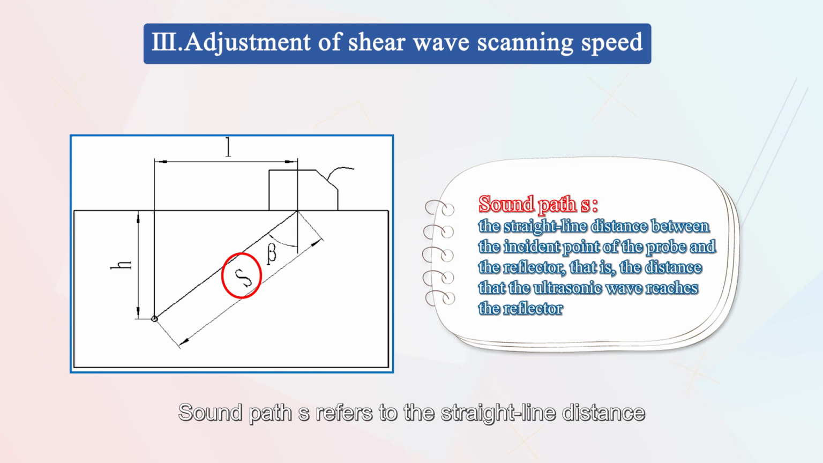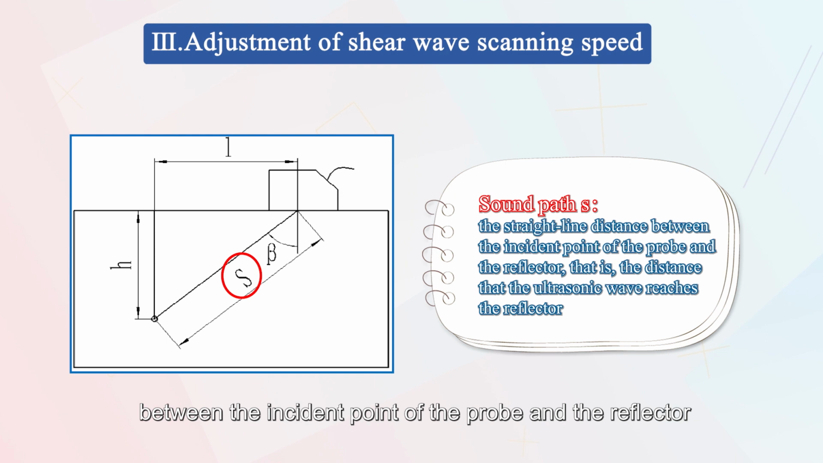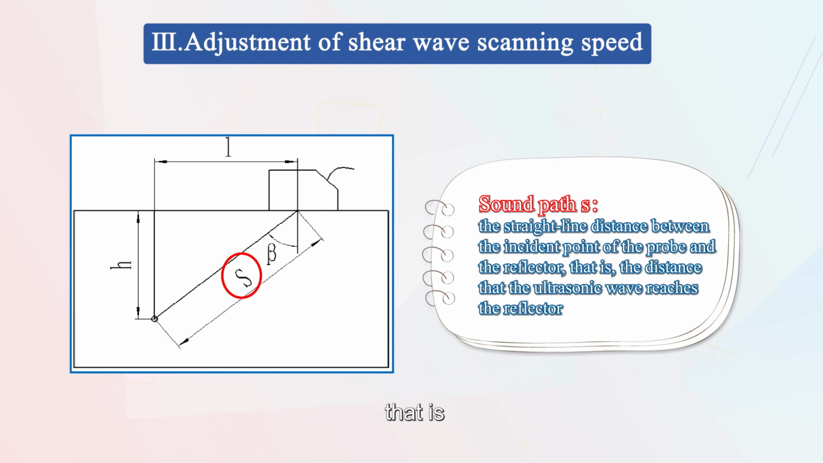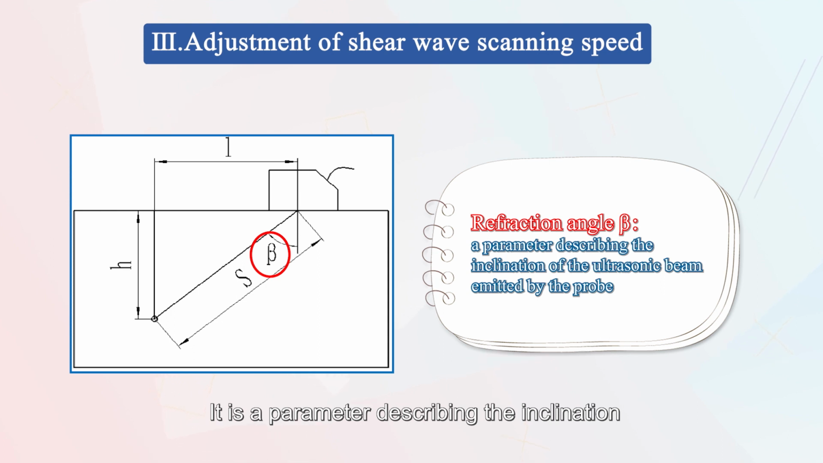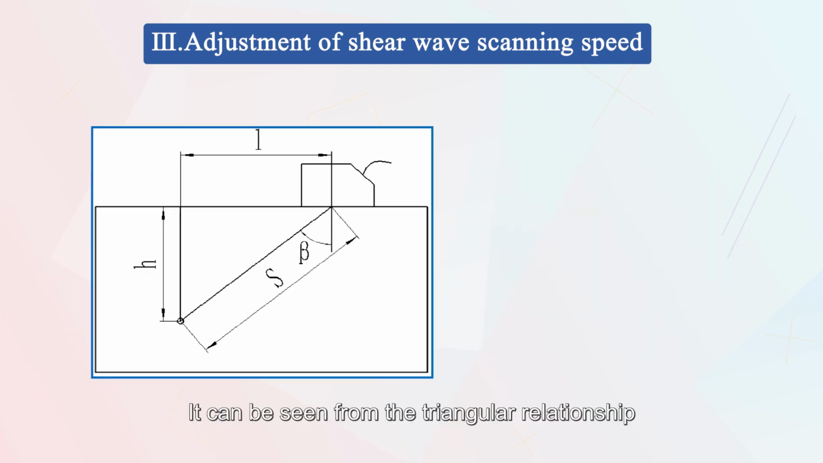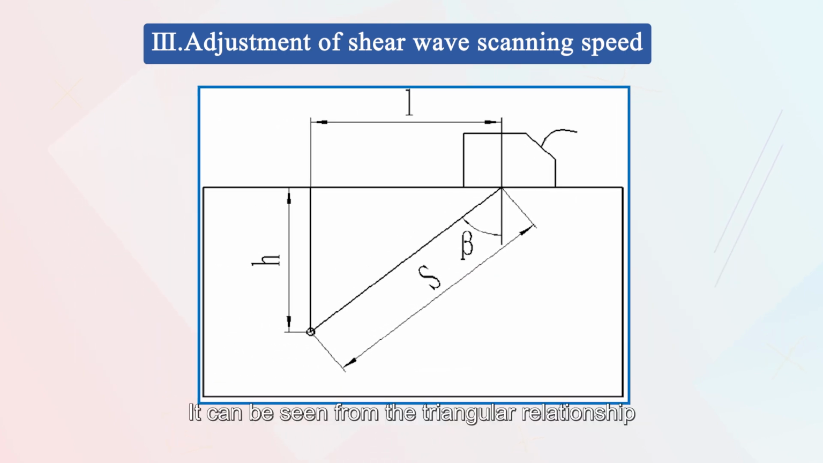Sound path S refers to the straight line distance between the incident point of the probe and the reflector, that is, the distance that the ultrasonic wave travels to reach the reflector. Refraction angle beta is a parameter describing the inclination of the ultrasonic beam emitted by the probe. It can be seen from the triangle relationship in the figure that if any two of the above four parameters are determined, the other parameters will also be determined.